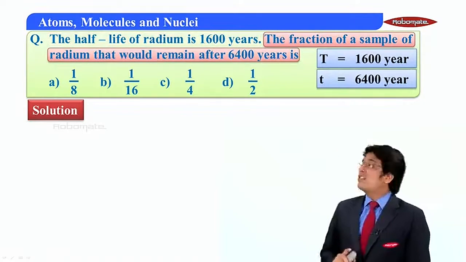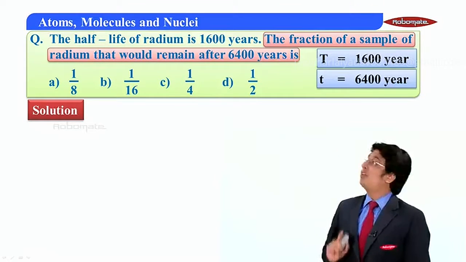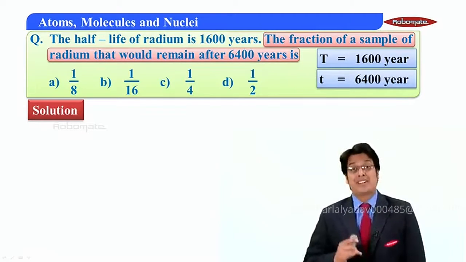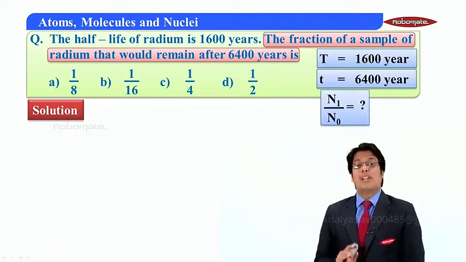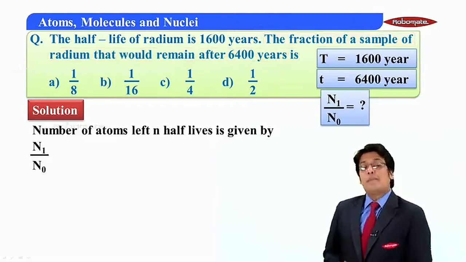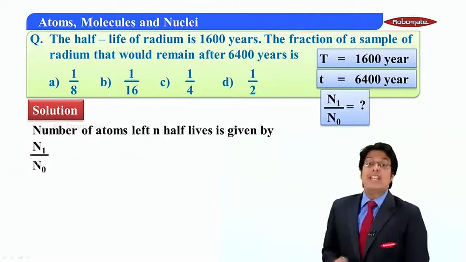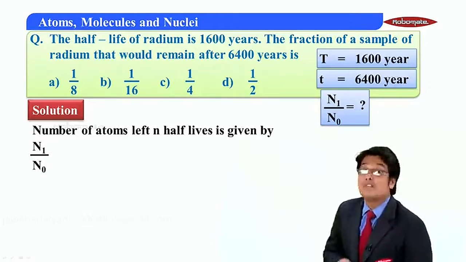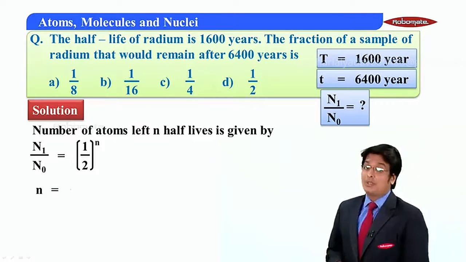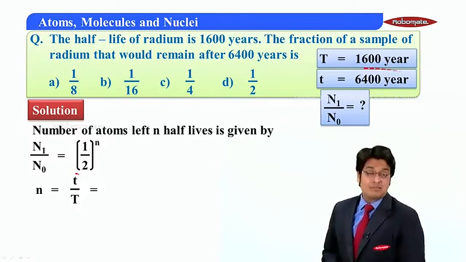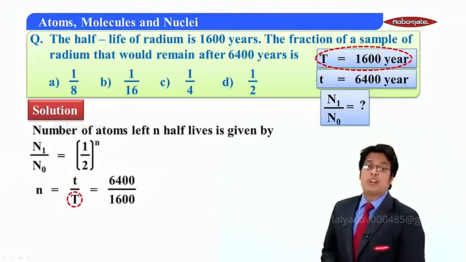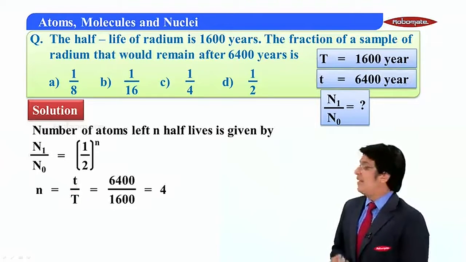The fraction of the sample of the radium that would remain after 6400 years is, so they have given small t. So after some time instant, that is 6400 years, what they are asking is N upon N0, that is a fraction. The number of atoms left after n half-lives, the formula is N by N0 is equal to half raised to n, and we know small n is equal to small t upon capital T. So putting all these values, small t is 6400, capital T is 1600. If you divide both of them, I'll get 4.